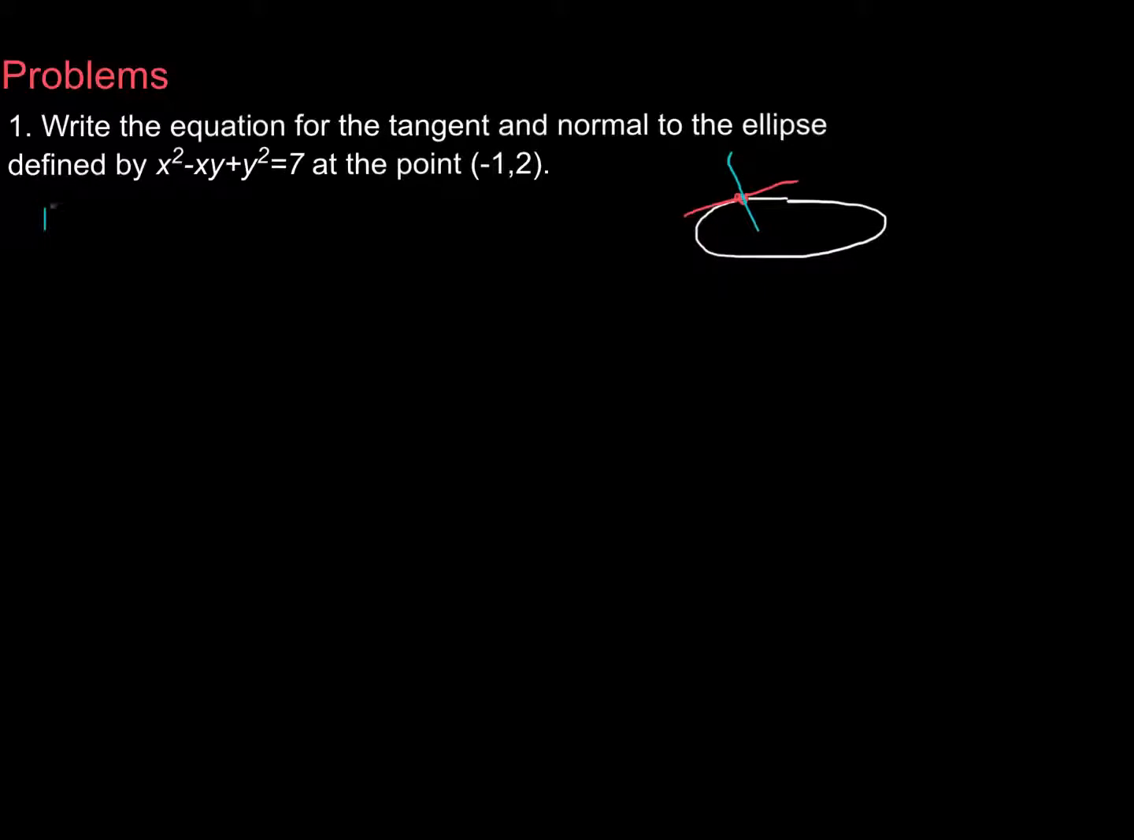So to find dy/dx, I'm going to follow my process. So the first thing I'm going to do, I'm going to take the derivative with respect to x of both sides. And now I can, on the right side, take the derivative very easily. That's 0. And on the left side, I'm going to break this derivative up and take the derivative of x squared minus the derivative of x times y plus the derivative of y squared.